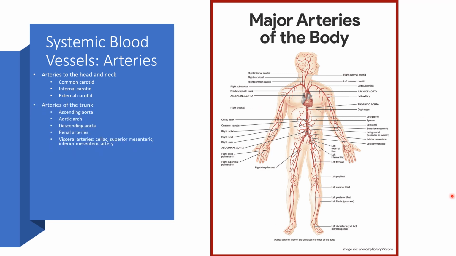Arteries of the trunk. You have the ascending aorta, the aortic arch, then the aorta descends behind the heart. The descending aorta gives off the renal arteries and various visceral arteries, such as the celiac artery, superior mesenteric artery, known as the SMA, and inferior mesenteric artery, known as the IMA.